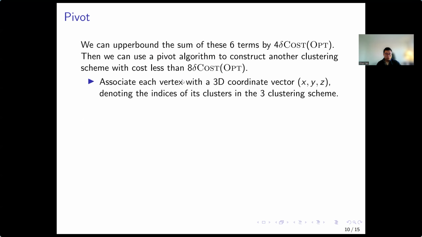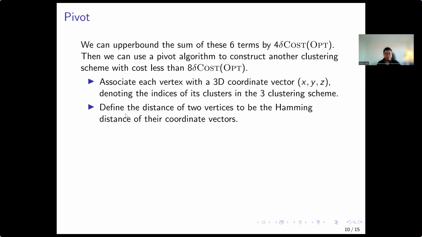Okay, so now let's see how we do the pivot. We first associate each vertex with a three-dimensional coordinate vector. The coordinate denotes which cluster it is in the three solutions. So if two vertices share the same x coordinate, then they are in the same cluster in, let's say, LS1. Similarly for the y and z. And then we define the distance of two vertices as the Hamming distance of the coordinate vectors.